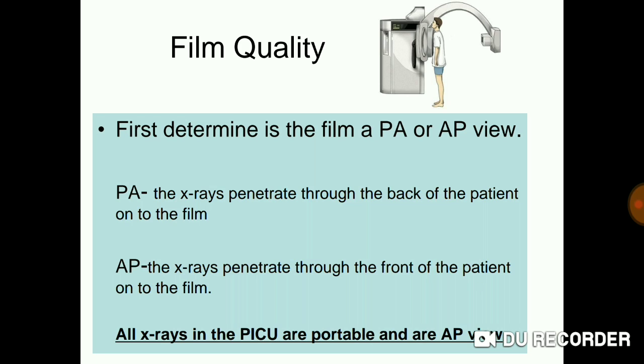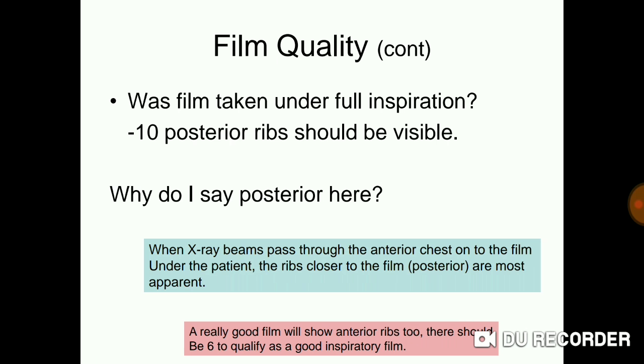In posterior anterior, the X-rays penetrate through the back of the patient onto the film. And in anterior posterior, the X-rays penetrate through the front of the patient onto the film. Posterior anterior is from the back and anterior posterior from the front. All X-rays in the PICU are portable and are anterior posterior view. Was the film taken under full inspiration? That is the question. Ten posterior ribs should be visible.